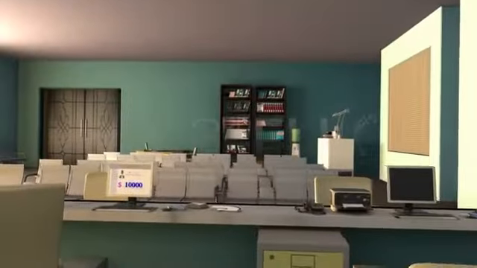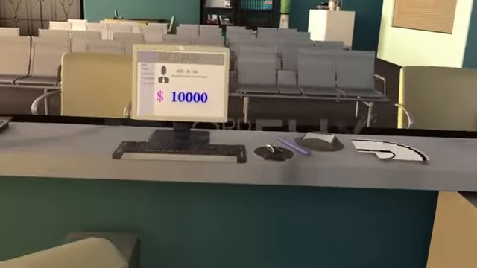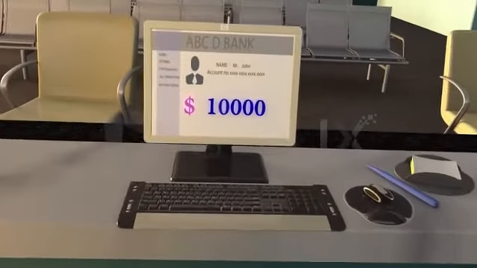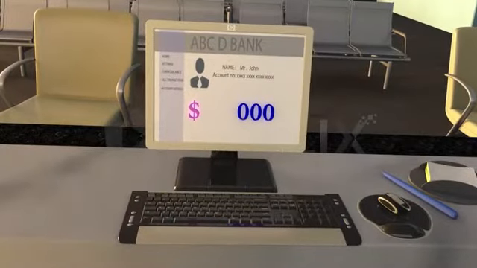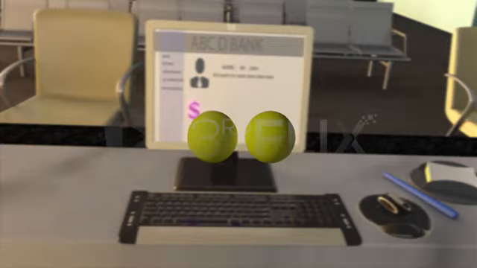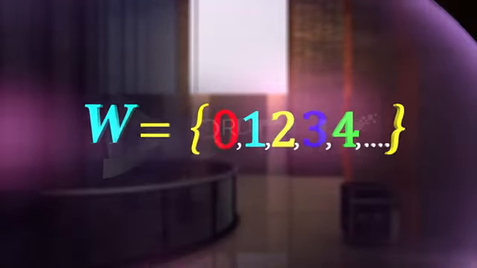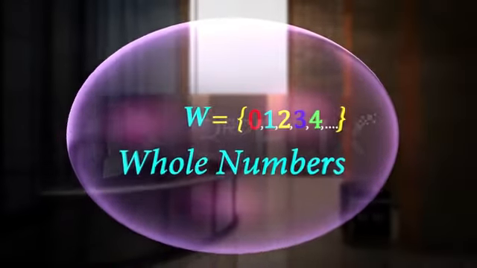Mr. John has $10,000 in his bank account. He transferred the $10,000 from his account to purchase a new plot. How much amount is there in his account? He has zero balance. We observe that there is a number 0 which is not a natural number. If we subtract two equal natural numbers, we get 0. When we include 0 with the natural numbers, they are called whole numbers.